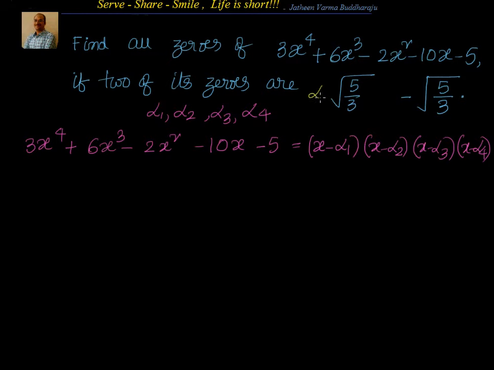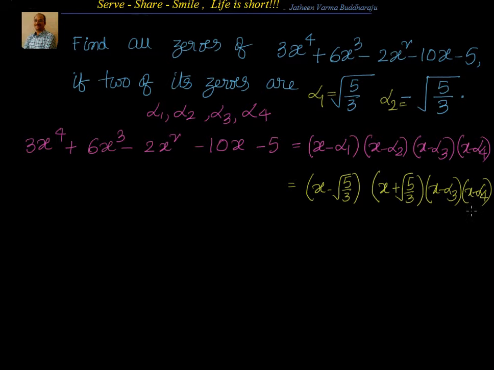Now we have been given two zeros, so let us say this is alpha 1 and this is alpha 2. We will say x minus root of 5 by 3 and multiply that with x plus root of 5 by 3 into x minus alpha 3 into x minus alpha 4. Now if I multiply, I will have a minus b into a plus b formula. So can I say x whole square minus root of 5 by 3 whole square, because we have the formula a minus b into a plus b is equal to a square minus b square.